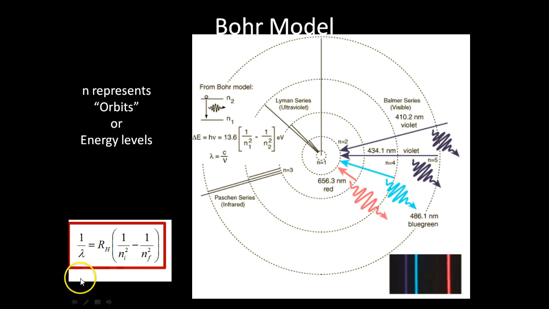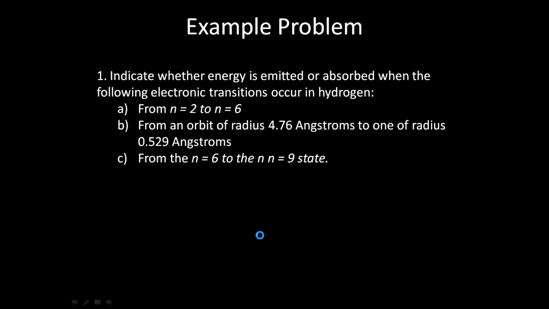And this is the Rydberg equation. Notice that these levels, n_i and n_f, the initial level and the final level, are all quantized numbers. They're either 1, 2, 3, 4, 5, so they're all whole numbers, and they're quantized in that way. There's no level 1.5; it's either level 1, level 2, level 3, and so on.